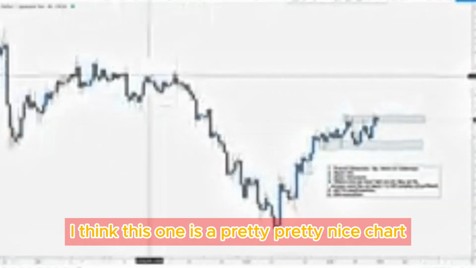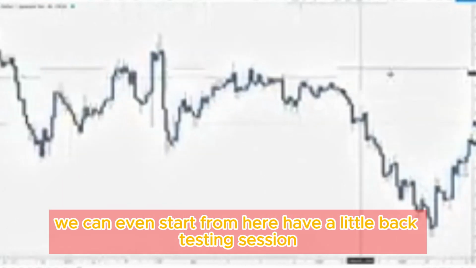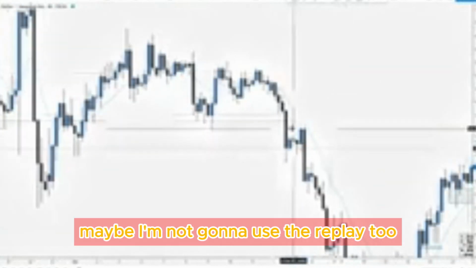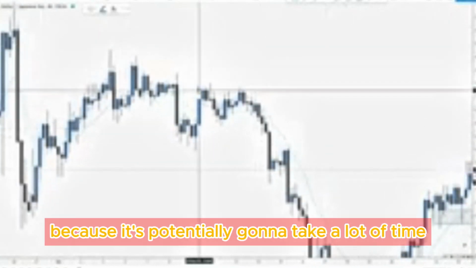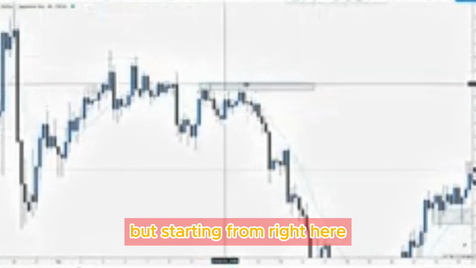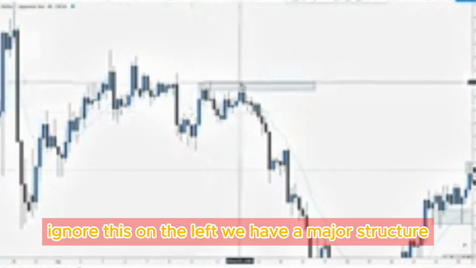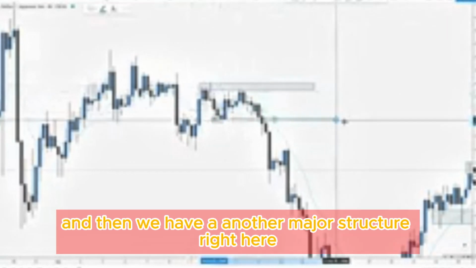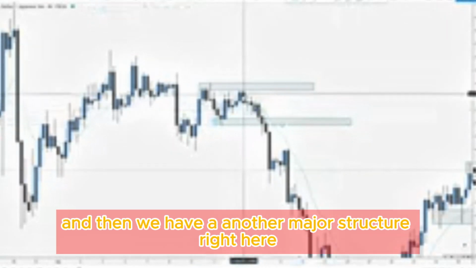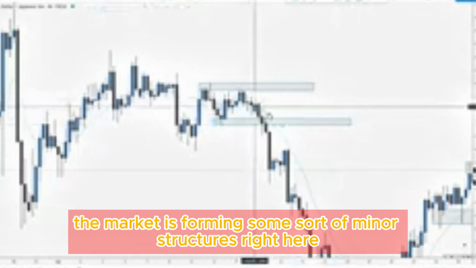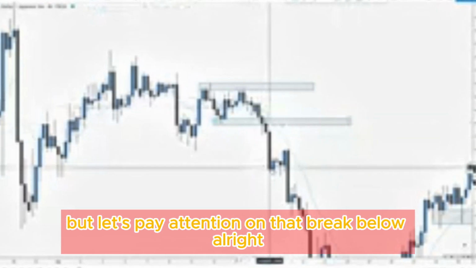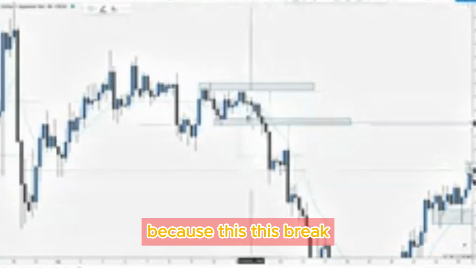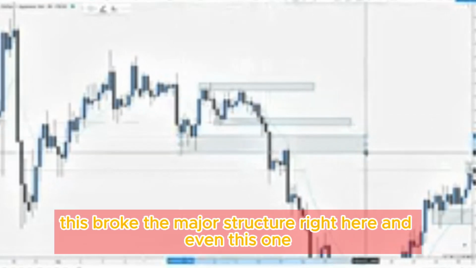I think this one is a pretty nice chart. We can even start from here, have a little back testing session maybe. I'm not gonna use the replay tool because it's potentially gonna take a lot of time. But starting from right here, ignore this on the left. We have a major structure. The market is reacting to it. And then we have another major structure right here. The market is forming some sort of minor structures right here, but let's pay attention to that break below, alright? Because this broke the major structure right here and even this one.